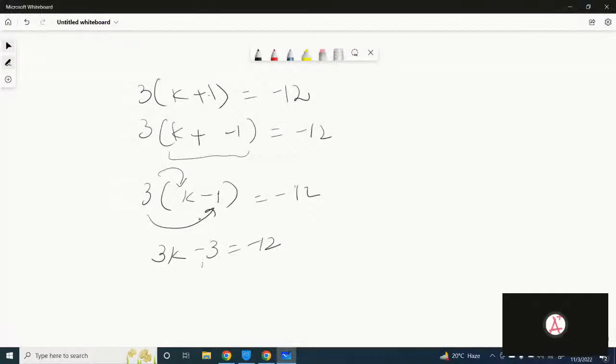Okay, move that negative 3 to the other side. So when you moved it to the other side, it would be positive. So negative 12 and positive 3. Got it? So negative 12 plus 3 makes negative 9. Now just divide both sides by 3 because you have to find the value of k only. 3 cancel out with each other and you're left with k equals negative 3. Got it?